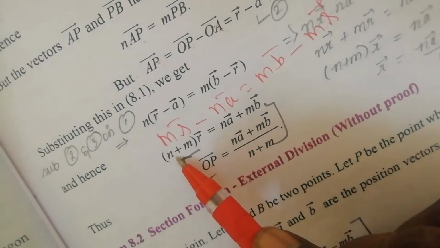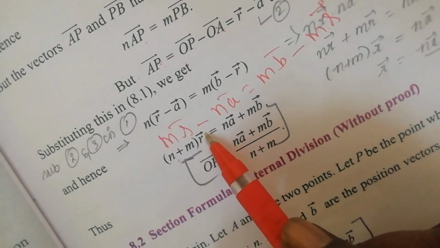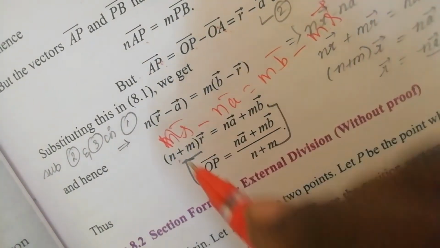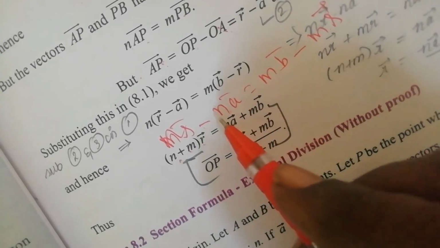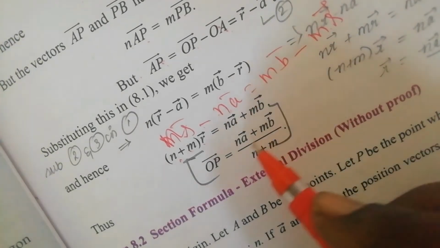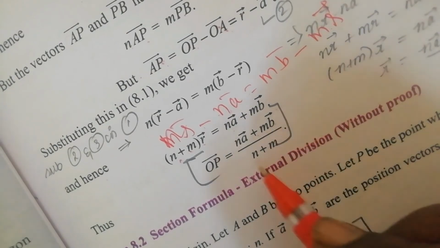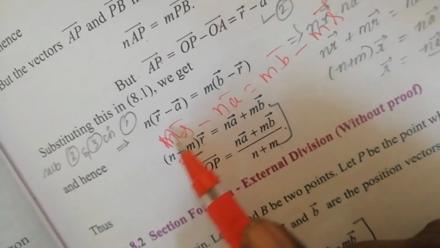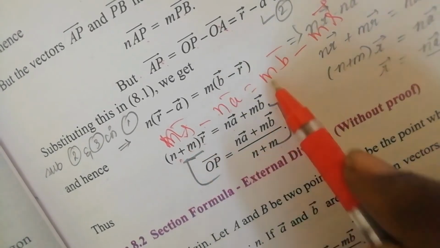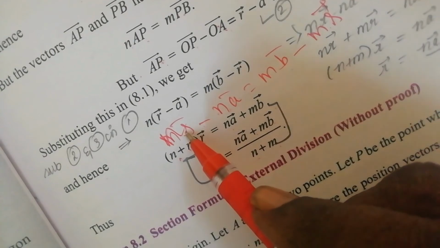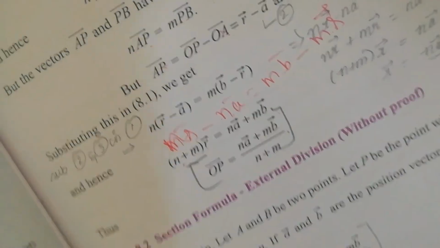So you can write like this: (N plus M) R vector. Here M B vector and minus N A vector, NA comes this side, means plus NA. So R is equal to NA vector plus MB vector divided by M plus N. In between, you can write this line: N into R vector minus N into A vector. Okay, that's all.